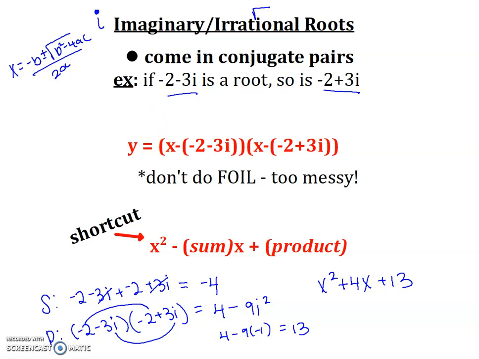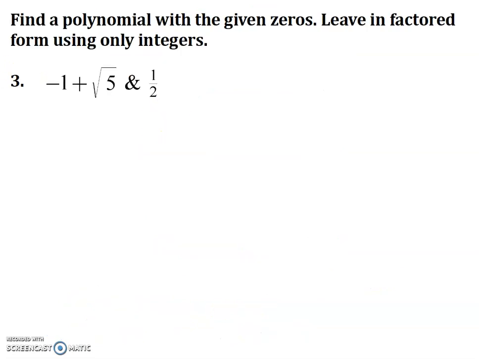So let's look at a few examples of this. We want to find a polynomial with the given zeros. We're going to leave it in factored form using only integers. So integers, they mean like the whole numbers and their opposites. So that means no square roots, no fractions, and no imaginary numbers.